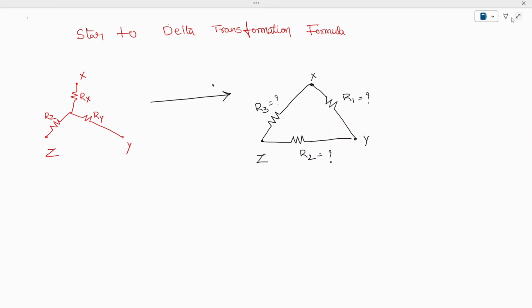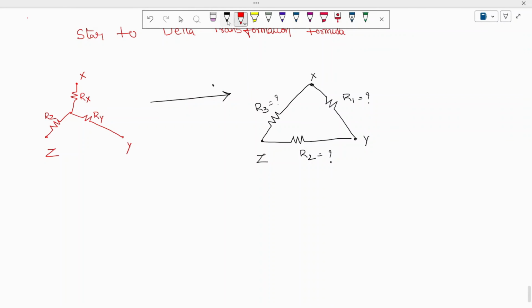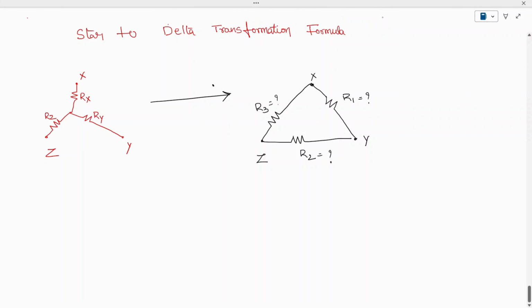So today we are going to learn the transformation of star to delta, how we are going to transform. This is a star network and this is a delta network. Rx, Ry, Rz are three elements constructed in the form of a star. When you see it, it seems to be like a star. That's why this is called a star network. We need to convert this into a delta and we need to find the values of R1, R2, R3.